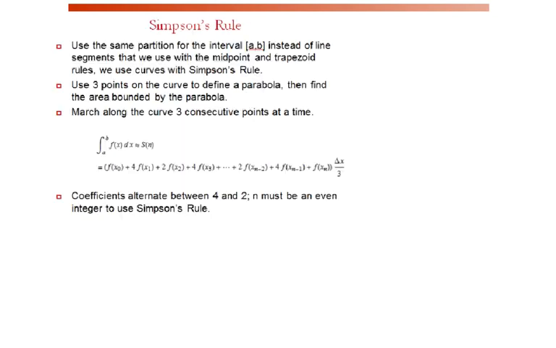So the last rule is Simpson's rule. And with Simpson's rule, instead of line segments used with the midpoint rule and the trapezoid rule, we're going to use parabolas, which are defined by 3 points. For Simpson's rule, you must have an n that is even. So n must be even in order for you to use Simpson's rule. And it gives a very good approximation. And you'll see in the example just how easy it is to hone in quickly using Simpson's rule.